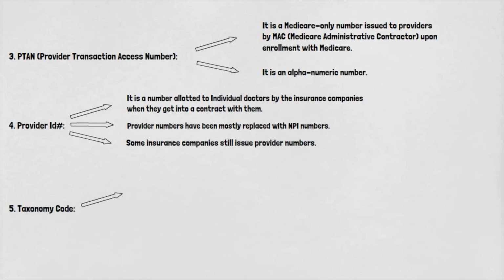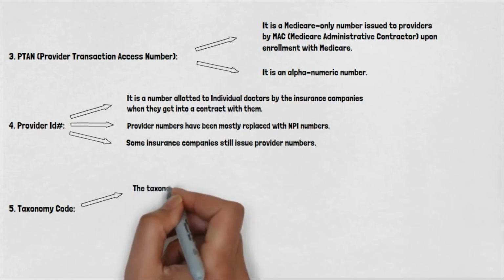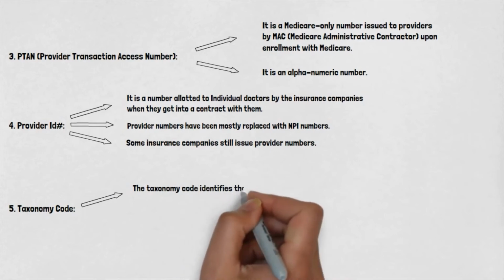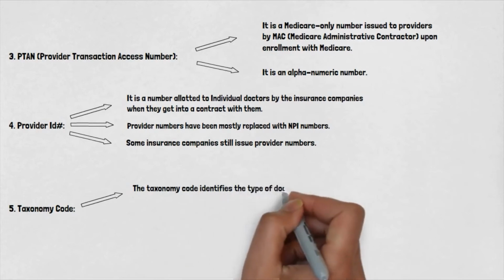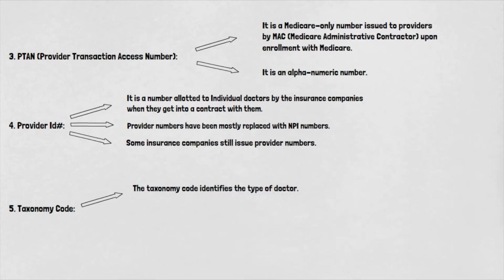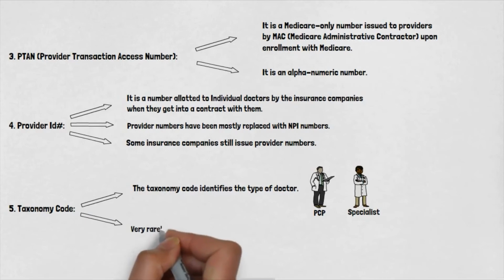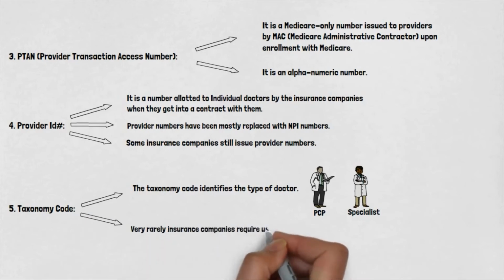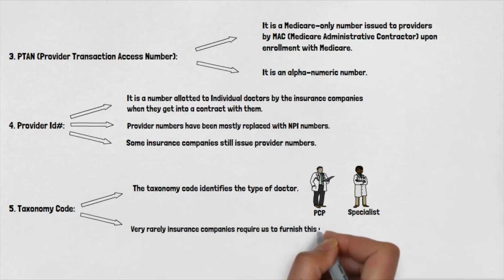The next one is taxonomy code. The taxonomy code helps us identify the type of doctor, whether the doctor is a PCP or a specialist. Very rarely do insurance companies require this information to be furnished on the claim form.